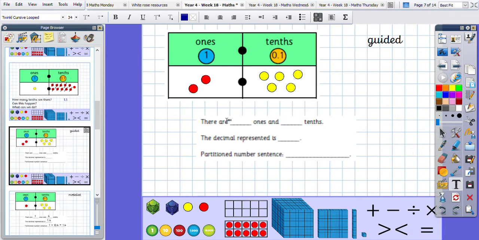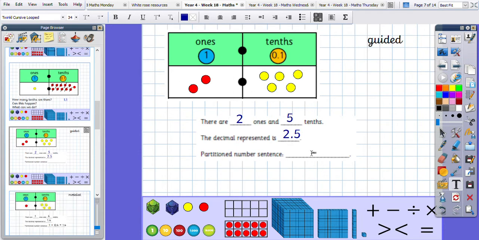There are how many ones and how many tenths? So the decimal represented is, and our partition number sentence. So this is what bronze would look like. So there are, well, I can see that there are 2 ones, and I've got 1, 2, 3, 4, 5 tenths. So my decimal is 2.5, because I have 2 ones and 5 tenths.